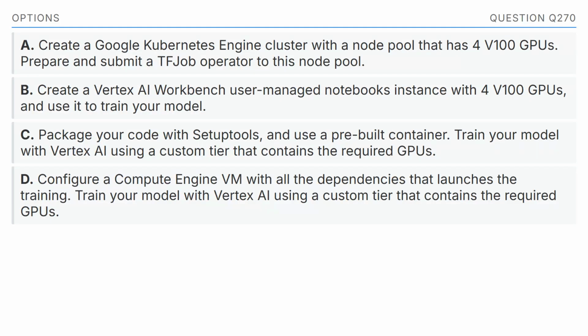The options are: Option A, create a Google Kubernetes Engine cluster with a node pool that has 4 V100 GPUs. Prepare and submit a TFJob operator to this node pool. Option B, create a Vertex AI Workbench user-managed notebooks instance with 4 V100 GPUs and use it to train your model. Option C, package your code with setup tools and use a pre-built container. Train your model with Vertex AI using a custom tier that contains the required GPUs. Option D, configure a Compute Engine VM with all the dependencies that launches the training. Train your model with Vertex AI using a custom tier that contains the required GPUs.